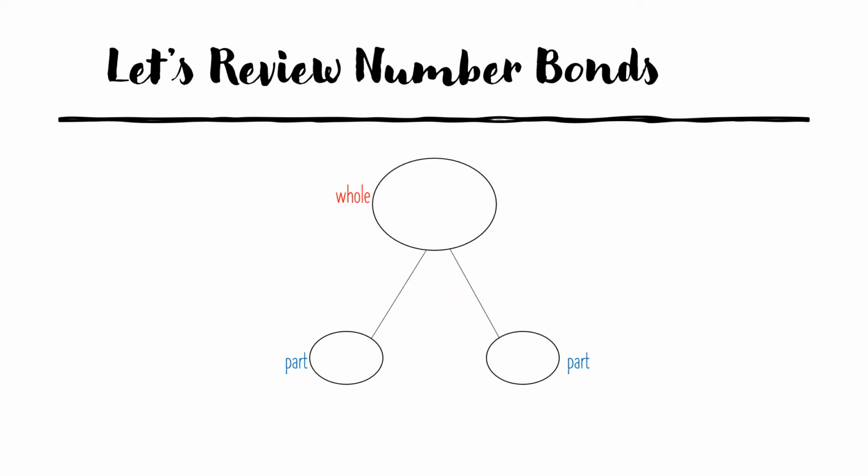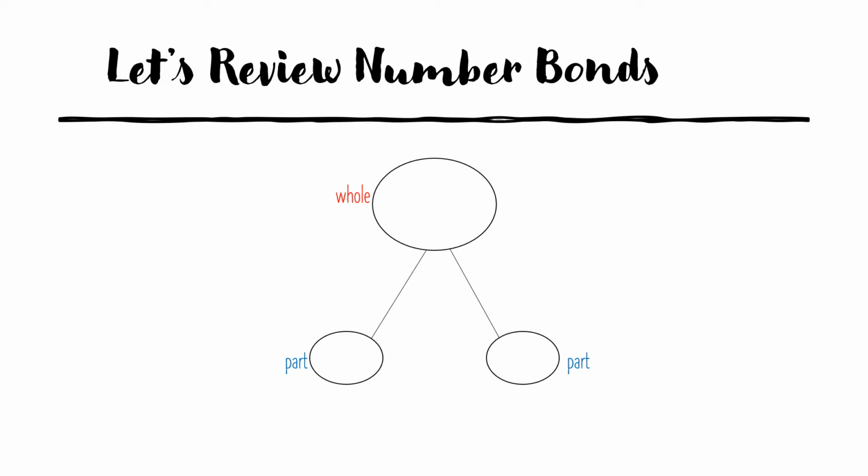Kindergarten, what do we call this diagram here? Oh, yeah, that's right. It's called a number bond. A number bond is a tool that we use to help us to add or subtract. Today we'll be using our number bond to do some subtracting work.